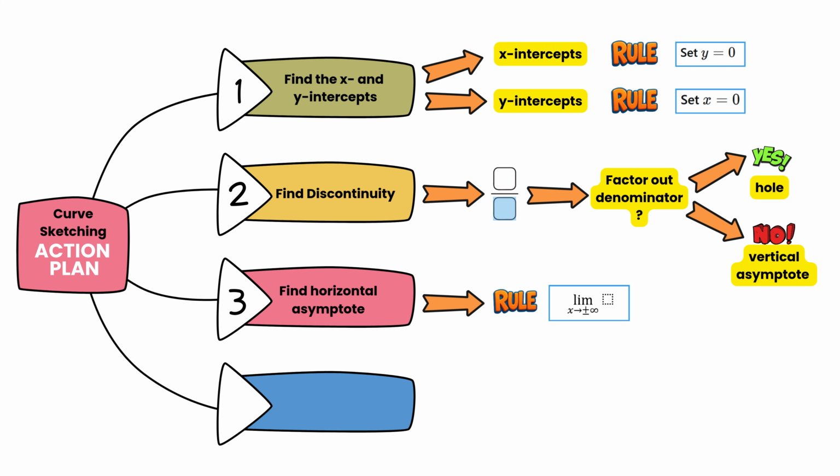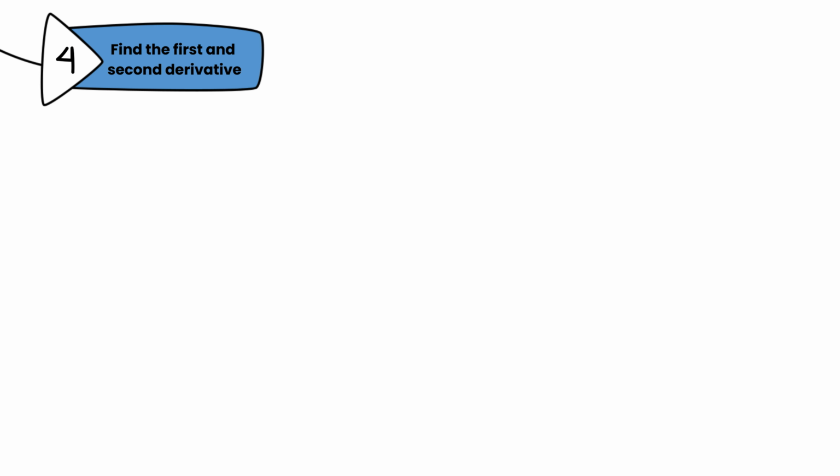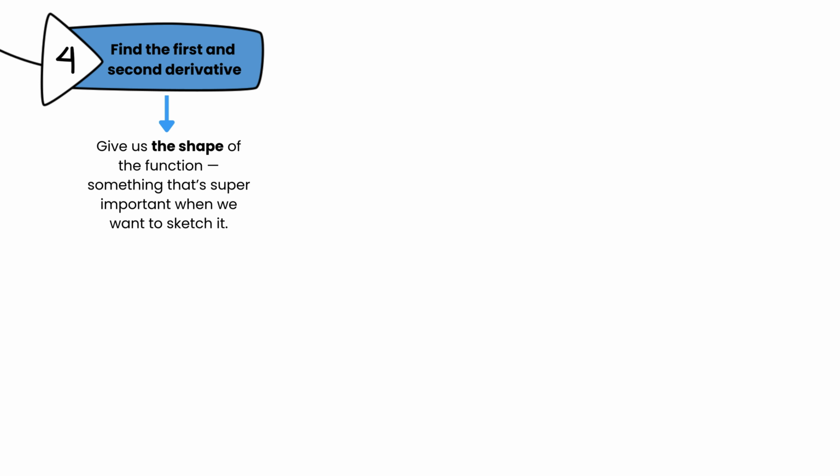Now for the final step in our action plan, and that is to find the first and second derivatives, and to understand what these derivatives tell us about how to finish sketching the function. Ready? In this step, we're going to find the first and second derivatives, because these two things will determine the shape of the graph. In other words, how to draw the function. So let's jump right in and start differentiating.